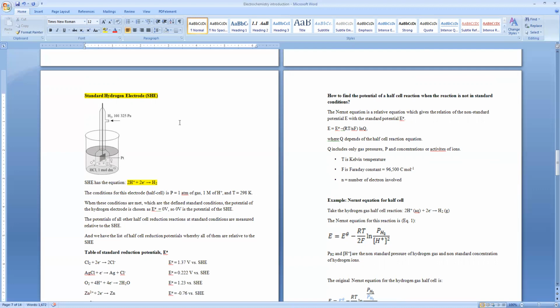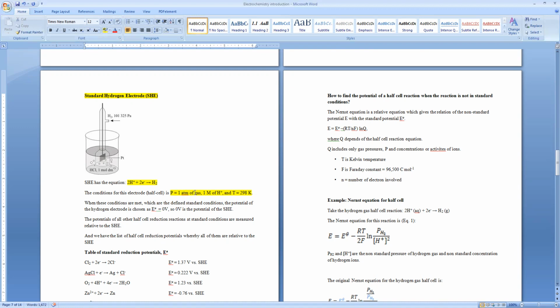Okay, those are the specified conditions. For example, the conditions for the standard hydrogen electrode are: the pressure is 1 atmosphere, meaning the hydrogen gas pressure is 1 atmosphere, the concentration of the hydrogen ion is 1 molar, and the temperature is 298 Kelvin. These are the conditions for the standard hydrogen electrode.